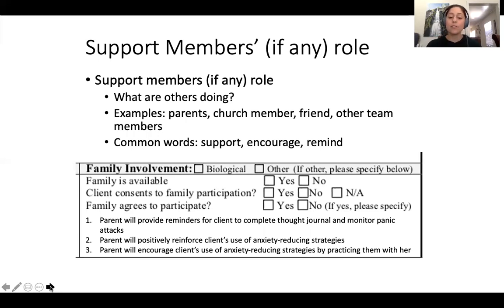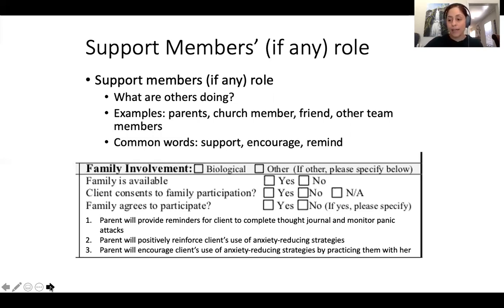So parent will provide reminders for client to complete thought journal and monitor panic attacks. This is consistent with what I wrote in the client's role. Remember, the client is going to do a thought journal and they're going to monitor panic attacks. So having the parent provide reminders is helpful and is consistent with that. Parent will positively reinforce client's use of anxiety reducing strategies. Again, the client said they were going to practice it. I said I was going to teach it. So this is creating consistency again. And parent will encourage client's use of anxiety reducing strategies by practicing them with her is also great and is consistent with what we've got so far.